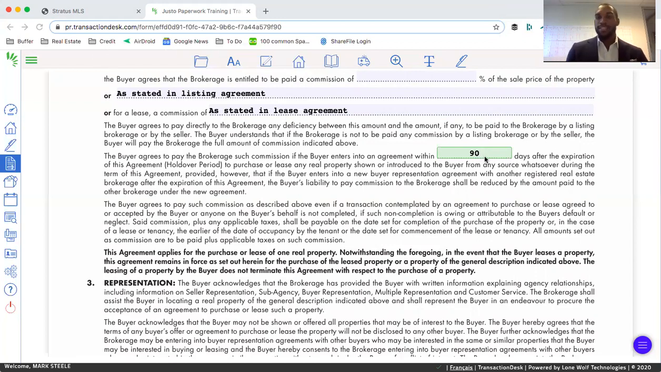What this typically means for the 90-day holdover is that if after the term of your transaction is over, within the 90-day period, they go back to a home that you showed them and they purchase that property, you would still be owed commission because you worked with them during that period. You showed them the property during your initial term, and then for some reason or other, they went back to that property, maybe to save commissions, and decided to put an offer on that property by themselves. So you'd still be owed commission within that 90-day period, okay?